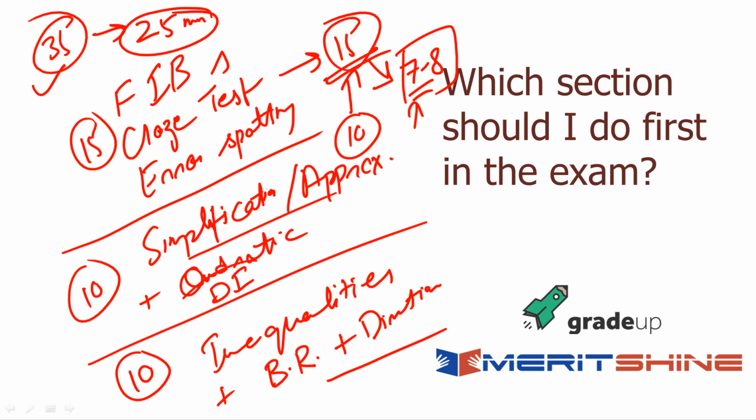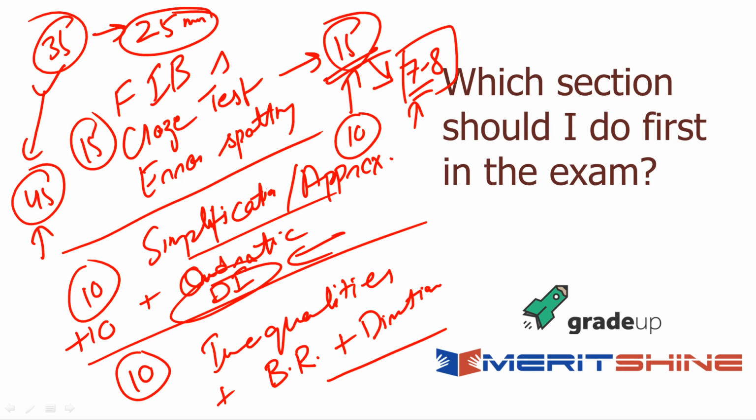DI can also be done. In its current avatar, it's very simple. So you add another 10 to it, it becomes 45. So these 45 marks, as the paper stands right now, are there for the taking. These 45 marks in what, 30-35 minutes, and after that I just look at maximizing the score.